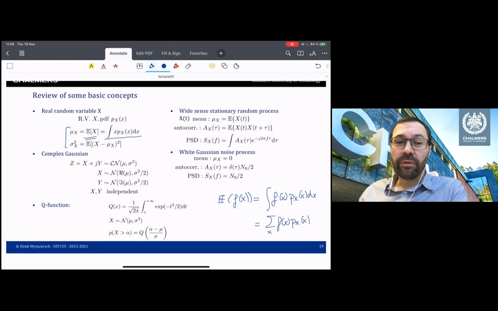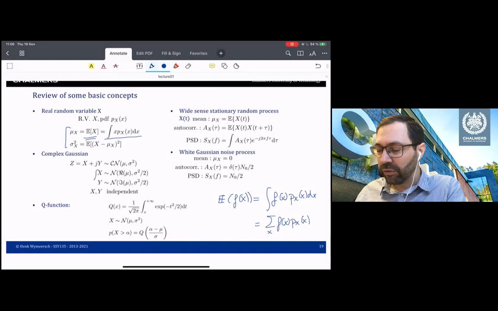One particular random variable that we'll use a lot is a complex Gaussian random variable, which consists of two real Gaussian random variables, with different mean but with the same variance. If we add these two and multiply one with the imaginary unit, we obtain a so-called proper complex Gaussian random variable, which has a complex mean.